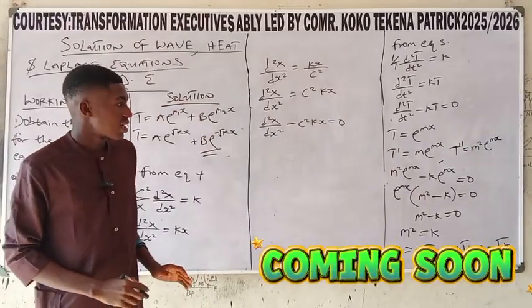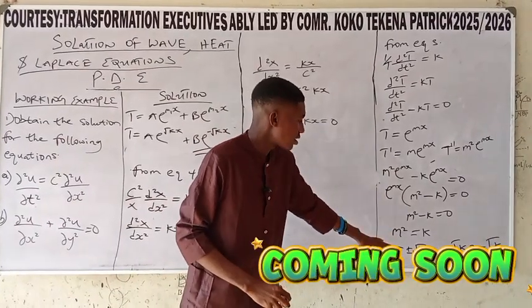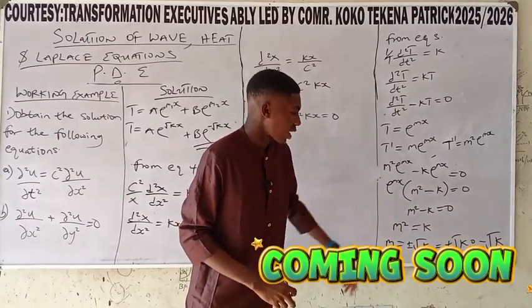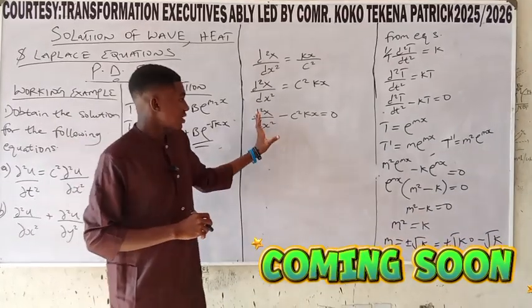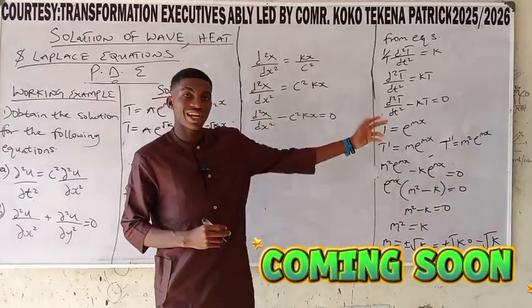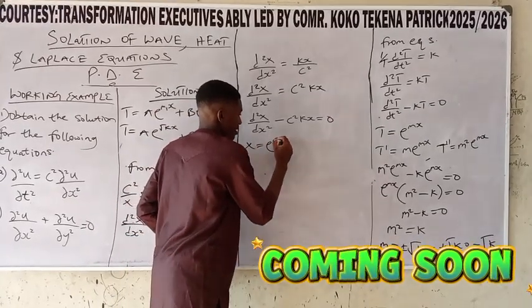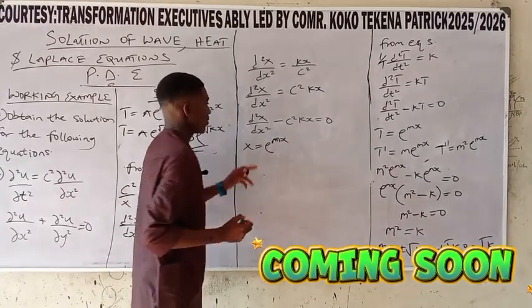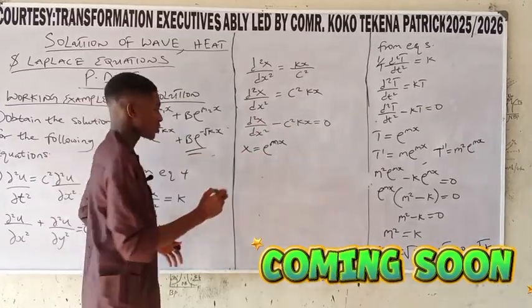We have this. Now let's simplify it. We will simplify this other one. Let's do it slowly. X is equal to what? Exponent mx. So let x equals to exponent mx. We have the square x over the x square, so we'll find x prime and x prime prime.